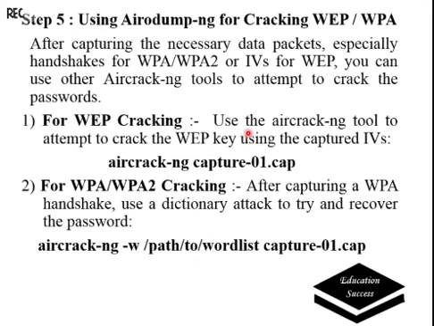Using Airodump-ng for cracking WEP or WPA2. For cracking WEP, suppose the encryption type is WEP, use the aircrack-ng tool to attempt to crack the password from this capture-01.cap file. When the encryption type is WPA or WPA2, we can use the command aircrack-ng -w path to word list, which means we are using the word list to find out the password, capture-01.cap. This uses a dictionary attack to try and discover the password of that network.